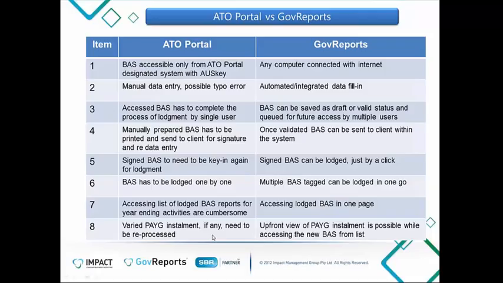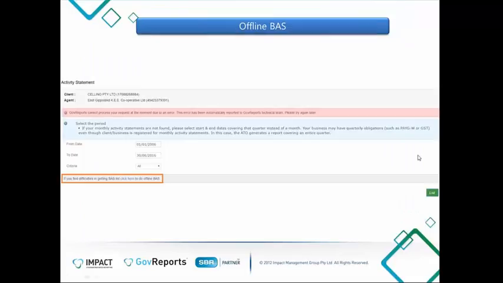With the portal, any PAYG installment that needs to be reprocessed has to be redone. With GovReports, you can view the PAYG installment amount upfront, and if possible access the new BAS from the list. So it's a lot more flexible for you to use.